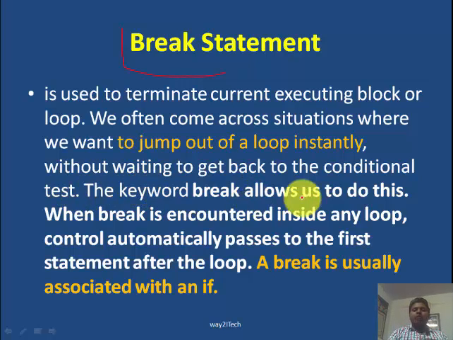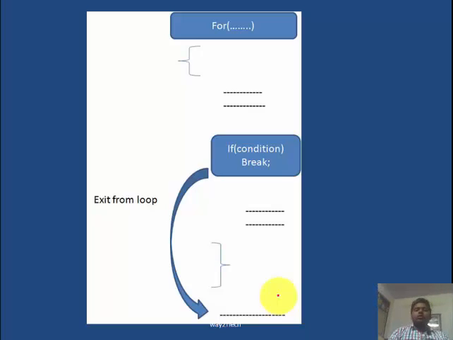The keyword break allows us to do this. When break is encountered inside any loop, control automatically passes to the first statement after the loop. So whenever break is executed inside a loop, control will automatically come to the first statement after the loop. A break is usually associated with an if. Generally we use a break statement with an if because there will be some condition, and at that condition we will execute the break statement. So this shows the usage of break.